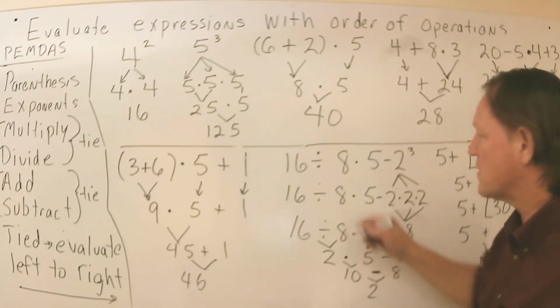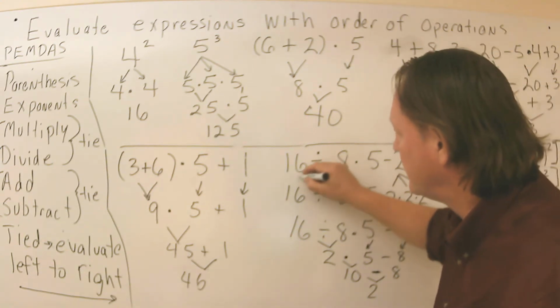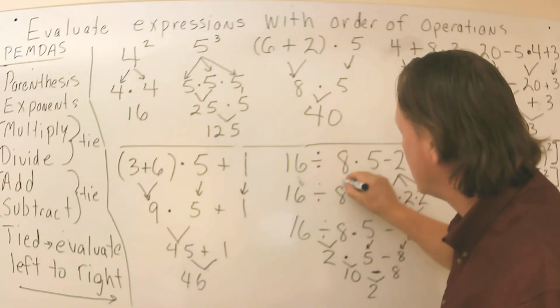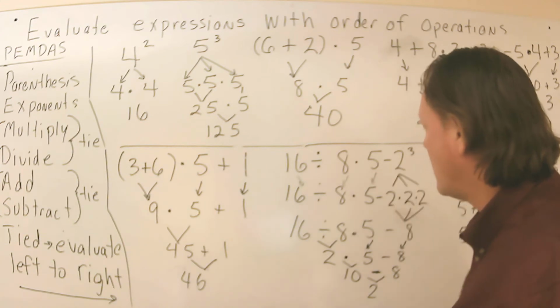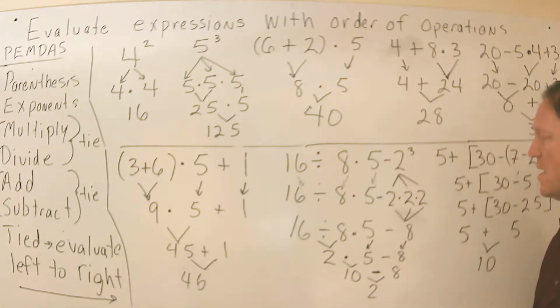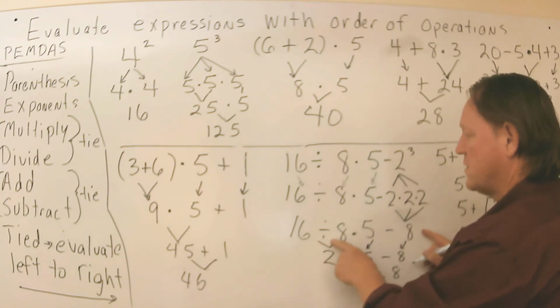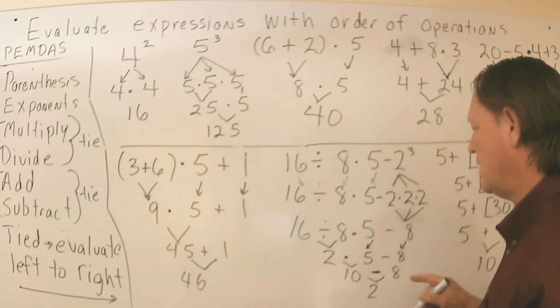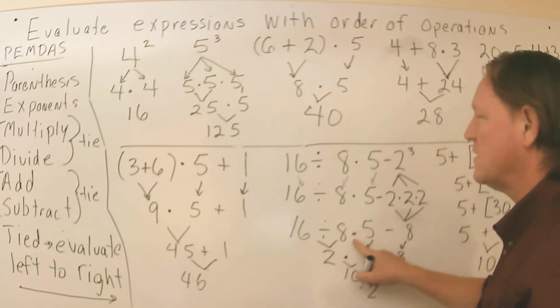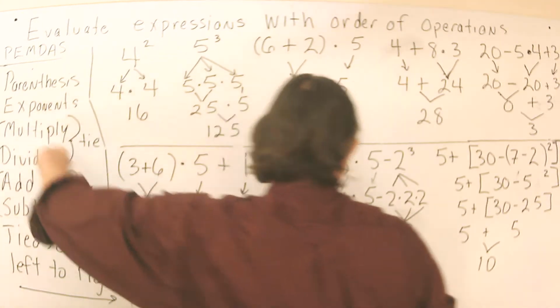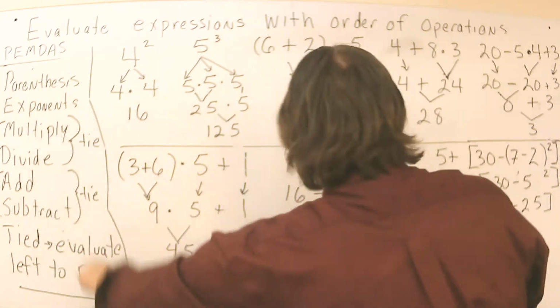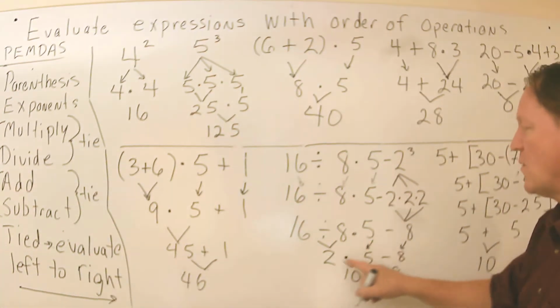And keep in mind, we just bring down the 16, we bring down the 8, we bring down the 5 for our next set of operations. Now, what we see here is division and multiplication are the highest operations. So again, division and multiplication are higher than the subtraction at the bottom. So we'll go left to right.